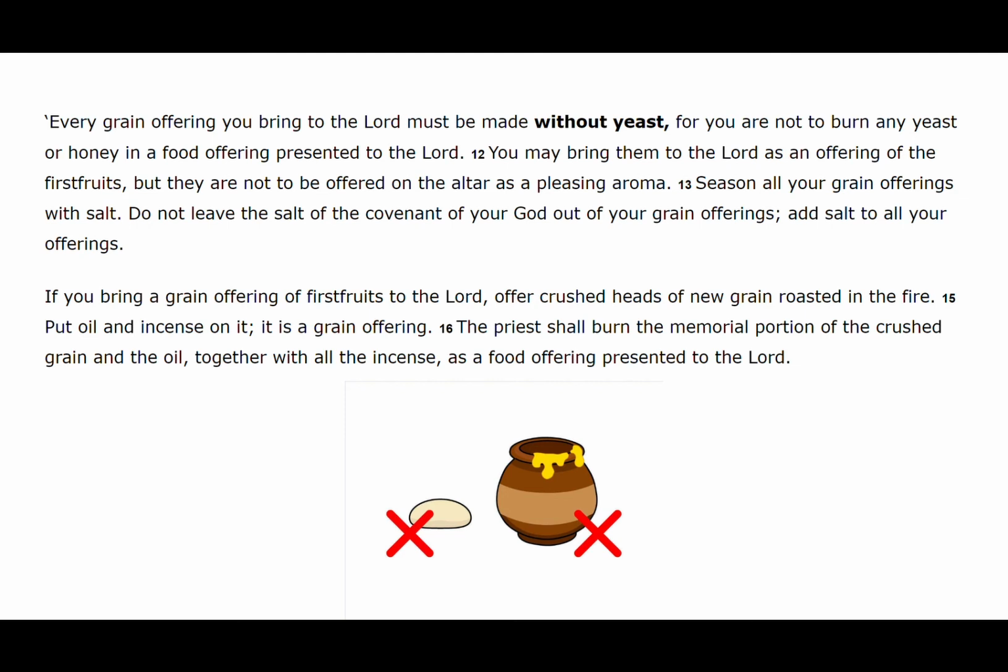Season all your grain offerings with salt. Do not leave the salt of the covenant of your God out of your grain offerings. Add salt to all your offerings. If you bring a grain offering of first fruits to the Lord, offer crushed heads of new grain roasted in the fire. Put oil and incense on it. It is a grain offering. The priest shall burn the memorial portion of the crushed grain in the oil, together with all the incense, as a food offering presented to the Lord.